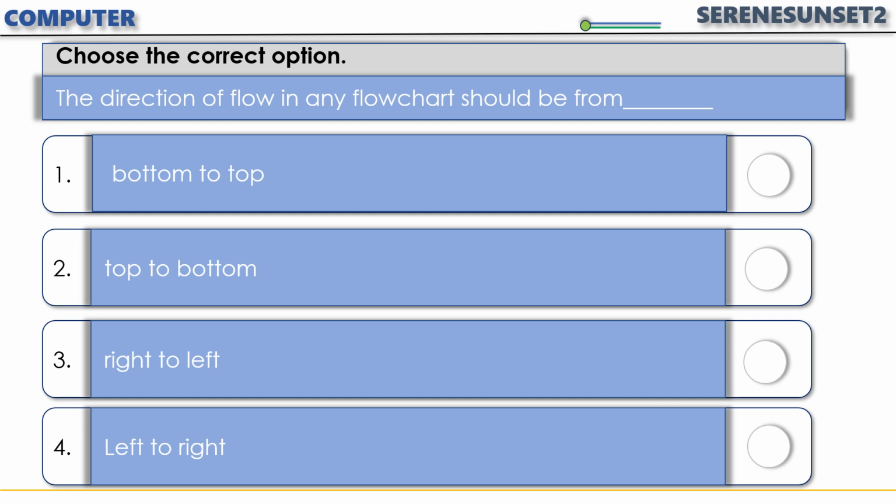Choose the correct options. The direction of flow in any flowchart should be from dash. Options: bottom to top, top to bottom, right to left, left to right. Answer: top to bottom. The direction of flow in any flowchart should be from top to bottom.